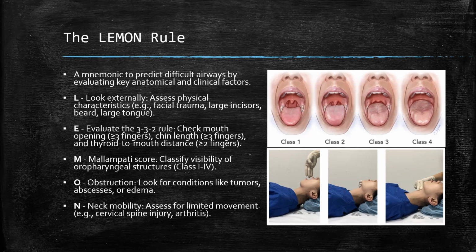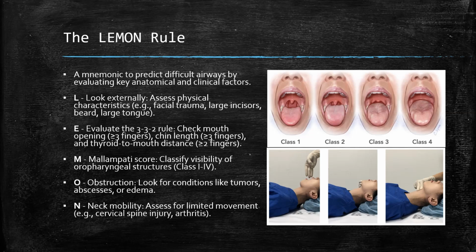L. Look externally. Begin by observing the patient's external features. Check for facial trauma, which can distort anatomy and complicate intubation. Large incisors might obstruct the laryngoscope's path, while a beard can interfere with mask ventilation by preventing a tight seal. A large tongue can crowd the mouth, reducing space for airway tools. These visual cues provide an immediate sense of potential challenges.